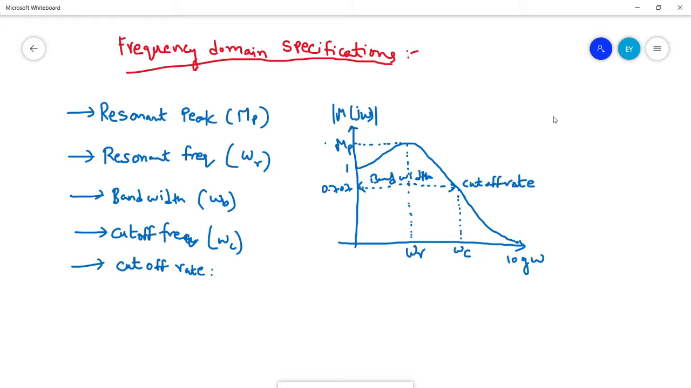As we had time domain specifications in the previous unit, which tell the performance of the system, likewise the frequency domain specifications will give us some entity, that is a performance aspect, right? So we'll start deriving the expressions. As we discussed in the previous class, there are different frequency domain specifications like resonant peak, resonant frequency, bandwidth, cutoff frequency, and cutoff rate.